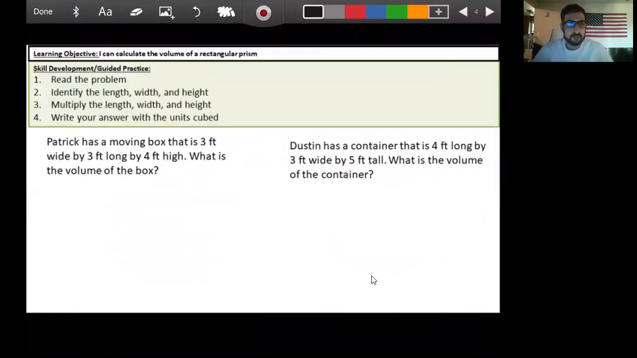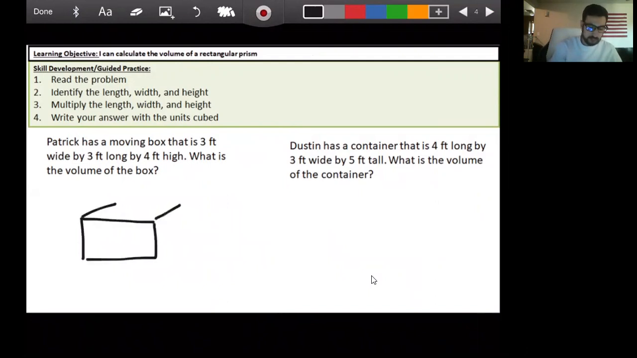All right, so first thing, Patrick has a moving box that is 3 feet wide by 3 feet long and 4 feet high. What is the volume of the box? So what I'm going to do here is draw myself a picture. I know we're working with a rectangular prism, so I'm going to draw a model that I can use to help me understand my problem. So I know it's 3 feet wide, 3 feet long, 4 feet high.